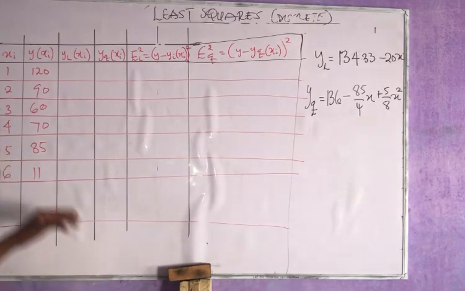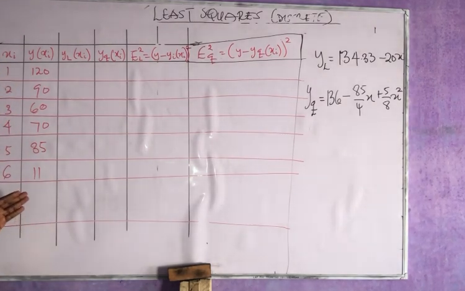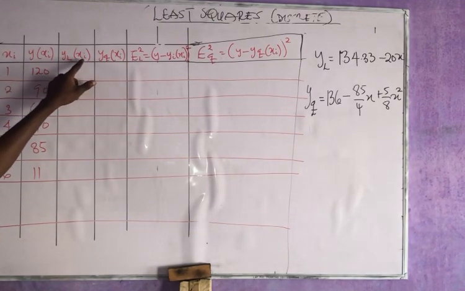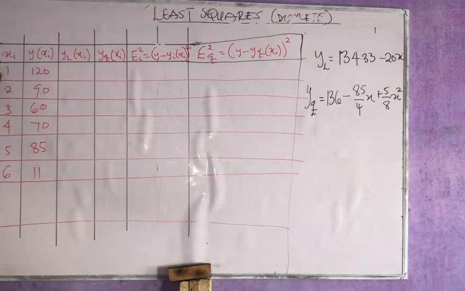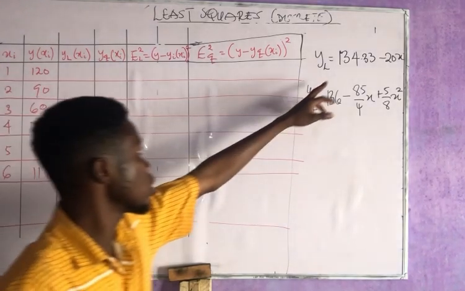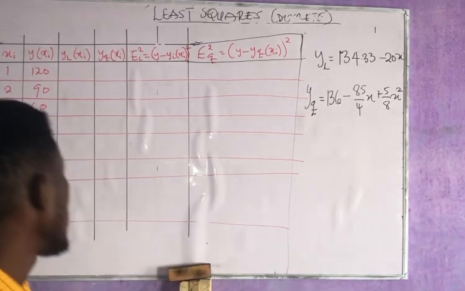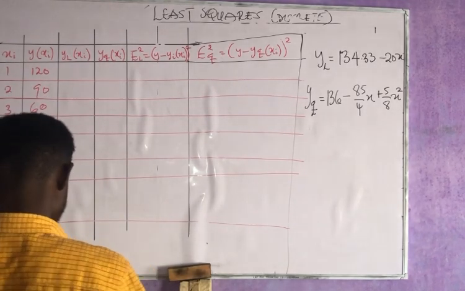So before that, we know this thing already. This is our x, and this is our y. Y of L of x means that we have to substitute the values of x into this equation. So that's what you'll be doing. Let's substitute the values into it and see. So you take your calculator and do it, whereas I also do mine here.